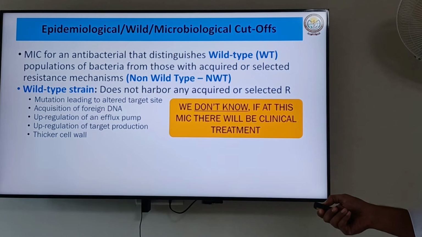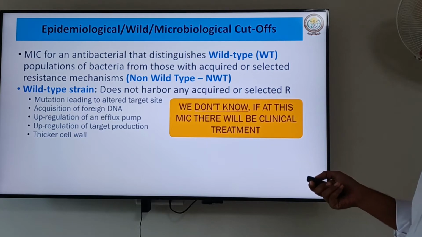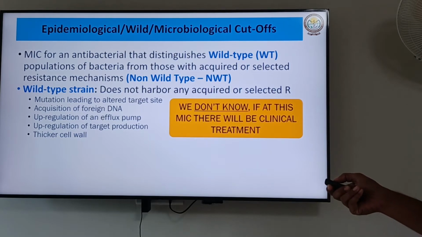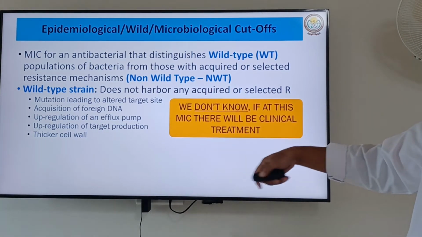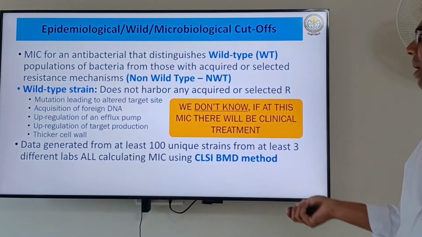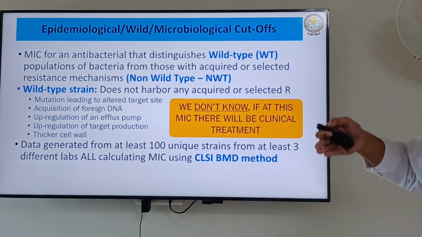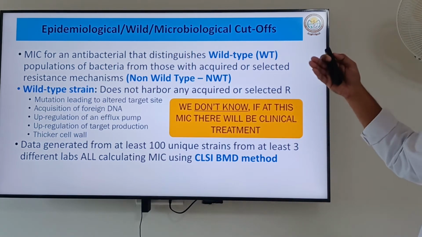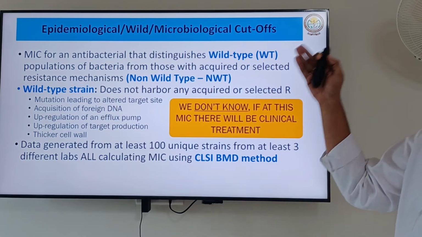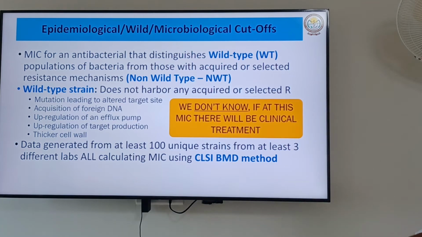So basically, in wild type strains there can be mutations leading to altered target sites, acquisition of foreign DNA, or upregulation of these different resistance mechanisms. Once the wild type strain acquires these, it becomes a non-wild type. So basically, we are checking the antibiotic concentrations in the wild type, but that's why we don't know whether this MIC will result in clinical treatment success or not. Normally the epidemiological cutoff MICs are usually lower than the non-wild type MICs.